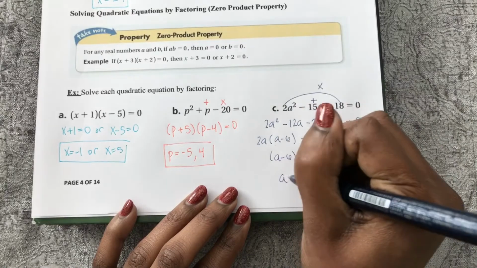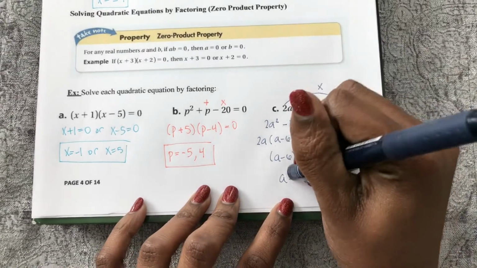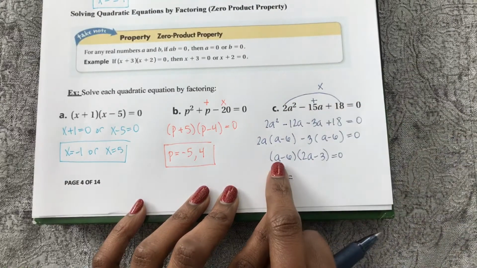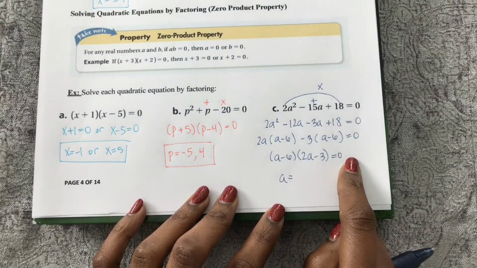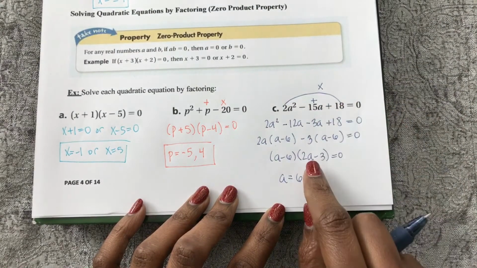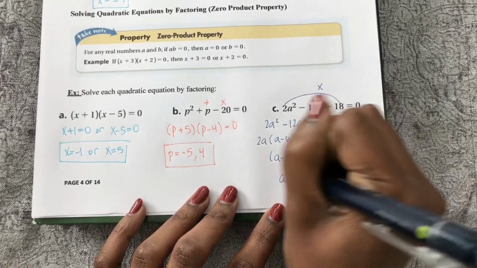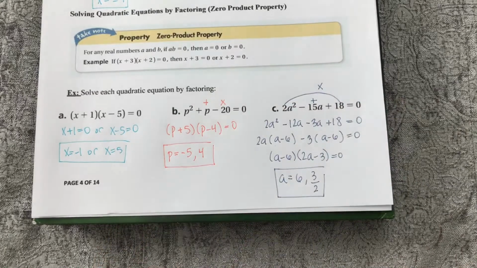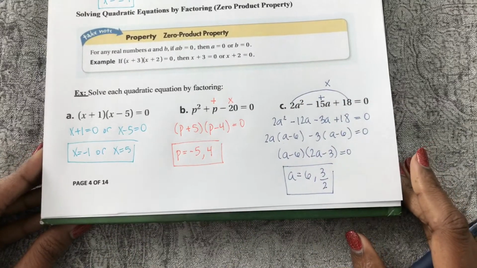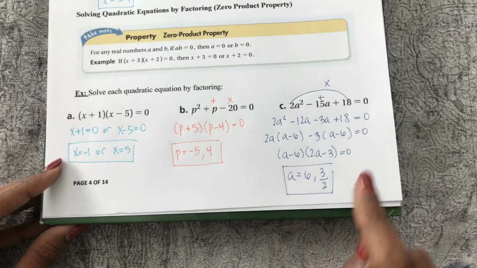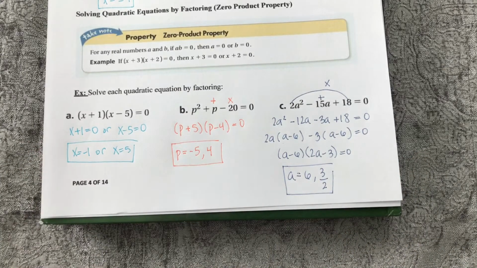So now I can use my zero product property, and it's okay if you do this in your head if needed. If a minus 6 equals 0, a is 6. And if 2a minus 3 equals 0, a is 3 over 2. So if you can factor quickly after your equation is equal to 0, set each factor equal to 0, and solve.